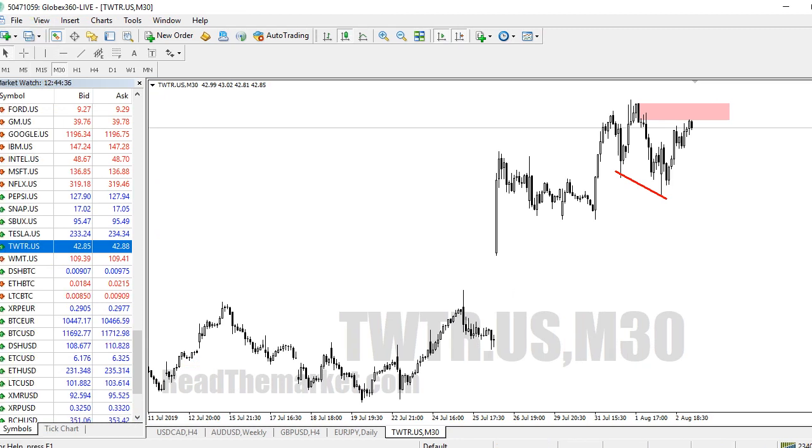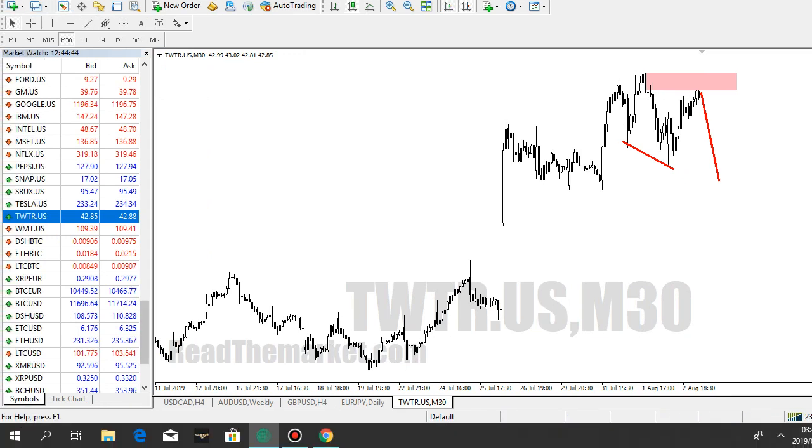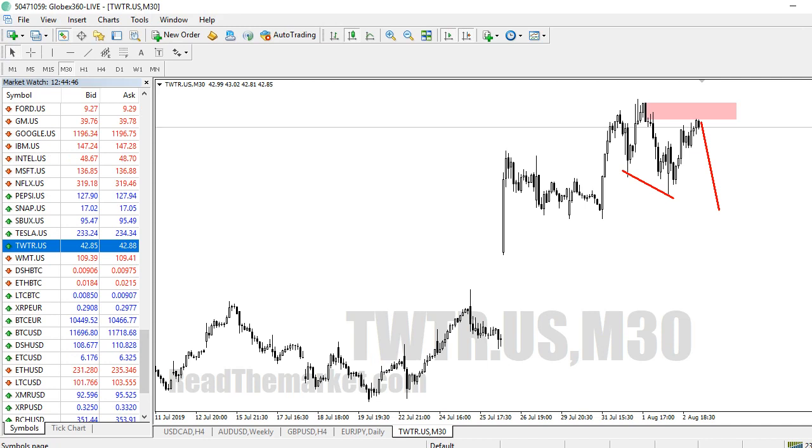So it has broken this level, so we have a nice sell zone at this point. This one is a nice sell, so you could sell it now and just hit it for a TP here, and then you're out. Nice.